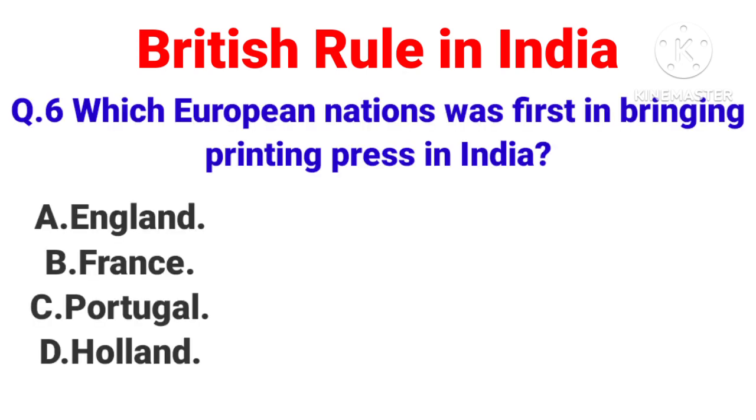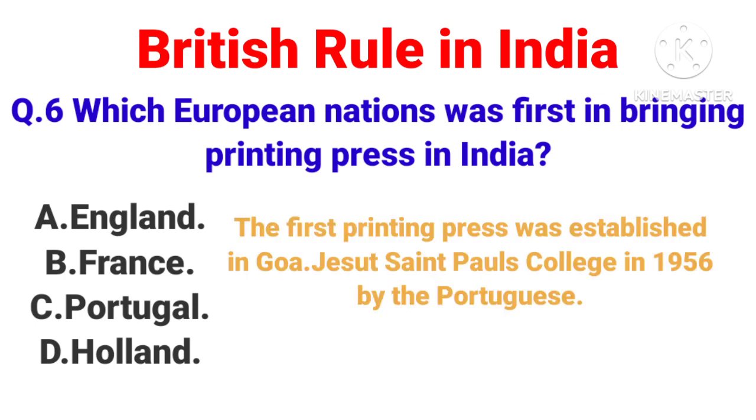Question number 6. Which European nation was first in bringing the printing press to India? Option A England, option B France, option C Portugal, and option D Holland. So the correct answer is option C Portugal.